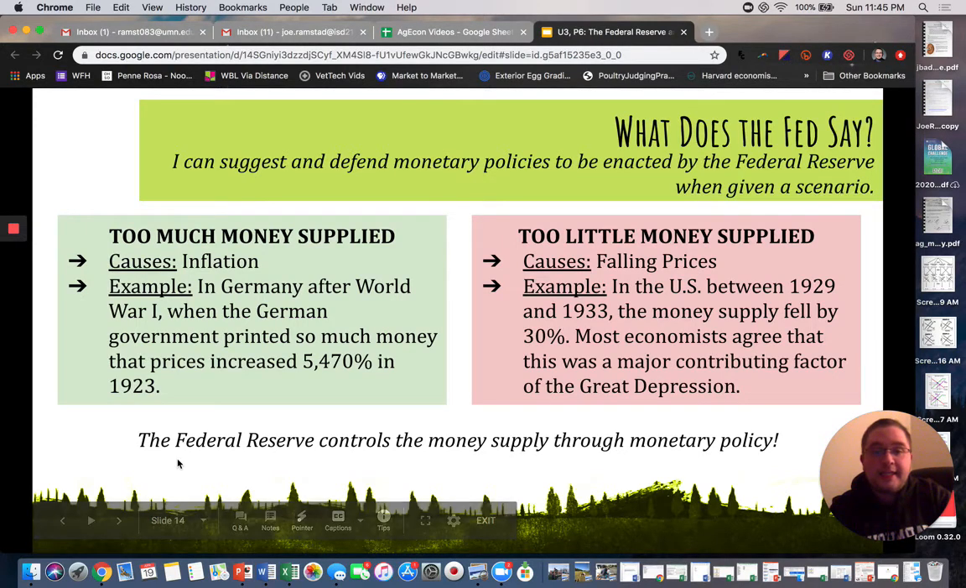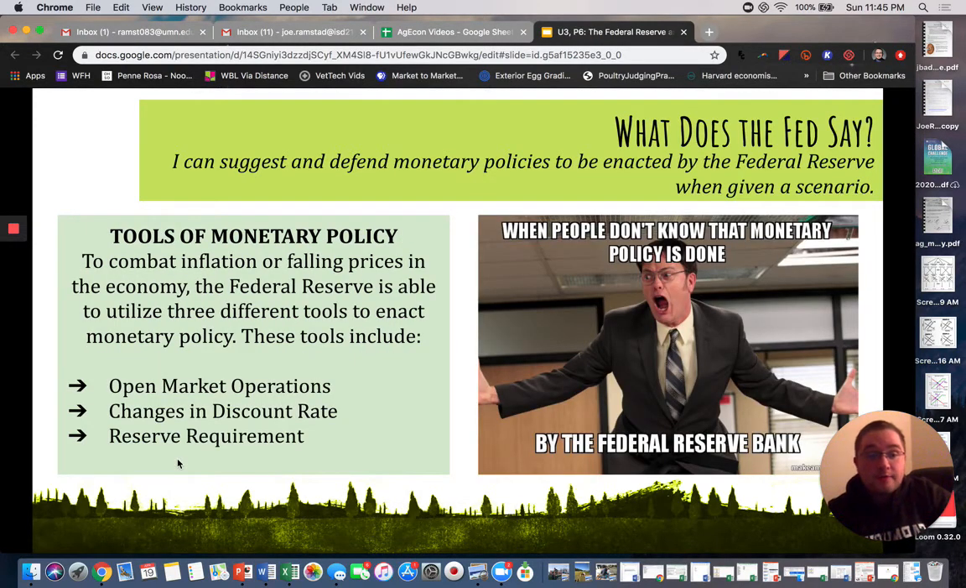There are 3 key tools that they have with monetary policy, okay? Again, the Federal Reserve is the system that enacts these monetary policies, okay? So the 3 tools that they have when there is inflation, or when there is too much money or maybe not enough money in circulation, are open market operations, changes in the discount rate, and the reserve requirement, okay? So we're going to talk about each of these, and then we'll do some practice, and then we'll be done.